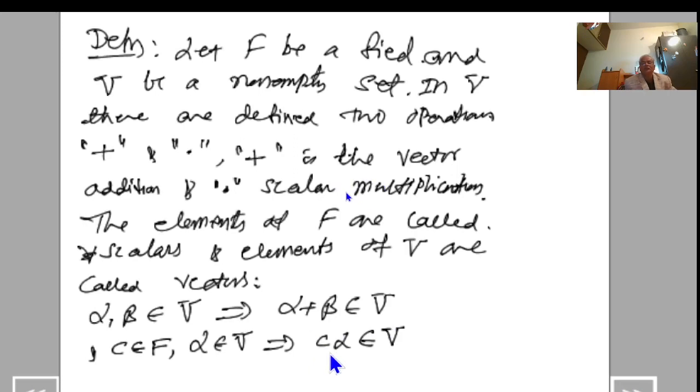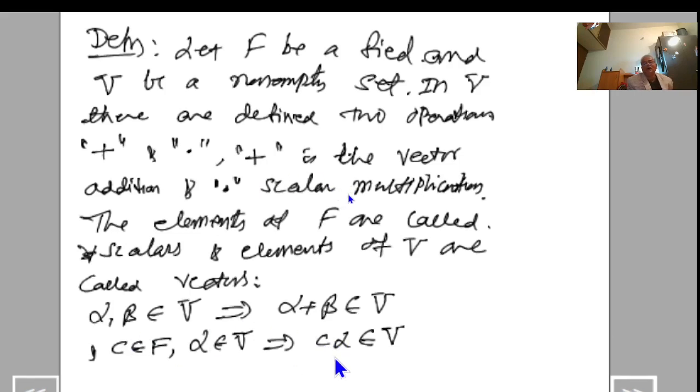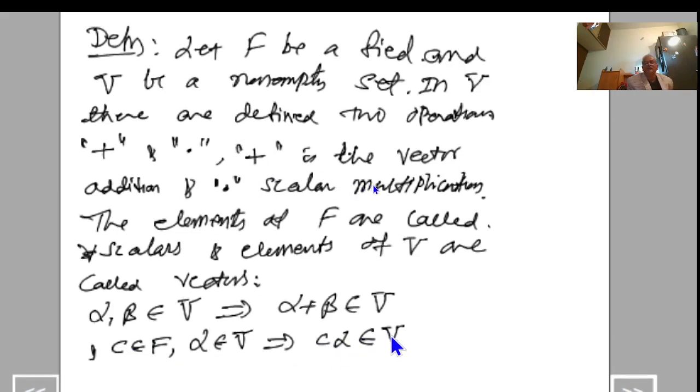Okay. So that means multiplication of alpha and beta is not defined here. Only addition between two elements of V is defined. Alpha plus beta is defined. Alpha into beta is not defined. C into alpha is defined, where C is an element of F and alpha is an element of V. These are the two operations here.